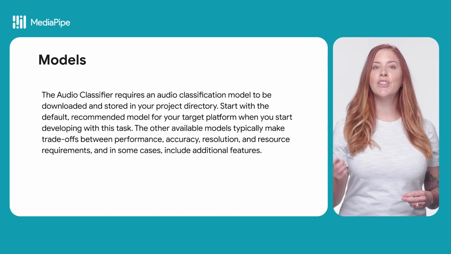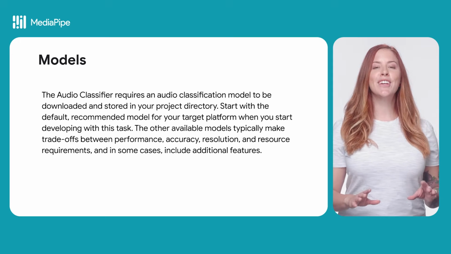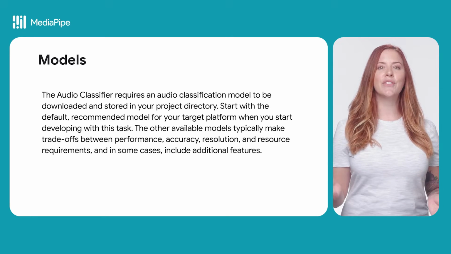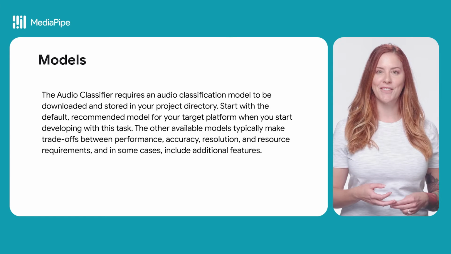The MediaPipe Audio Classifier task lets you classify audio clips into a set of defined categories, such as guitar music, a train whistle, or a bird song. To get started using the audio classifier, first take a look at the available audio classification models. You can see this list in the documentation linked in the description.